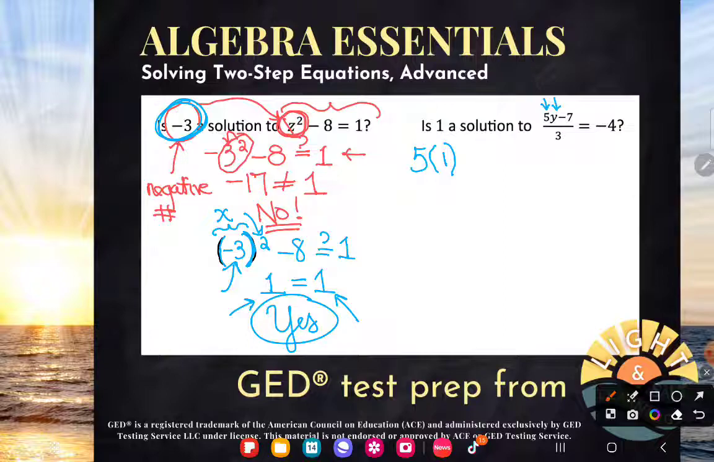You say, Kate, that's not a negative number. No, it's not. But see how 5 and y were shoved together? They're multiplying, and I need some kind of symbol to say multiply. Okay, parentheses are very versatile in math. We use them for groupings, like here where they grouped negative and 3 together, but we also use them to say multiplication. So 5 times (1) minus 7, and we'll put that all over 3. And the question I'm asking is, is that left-hand side equal to negative 4?